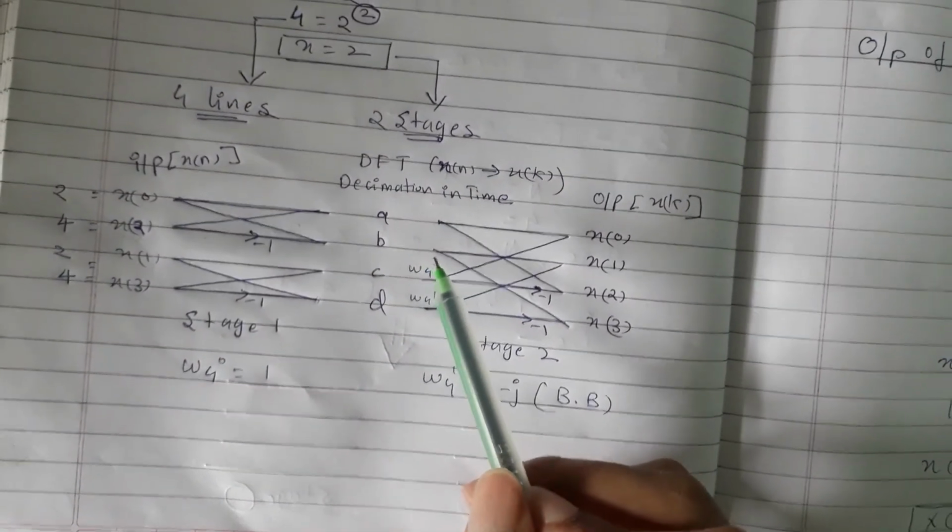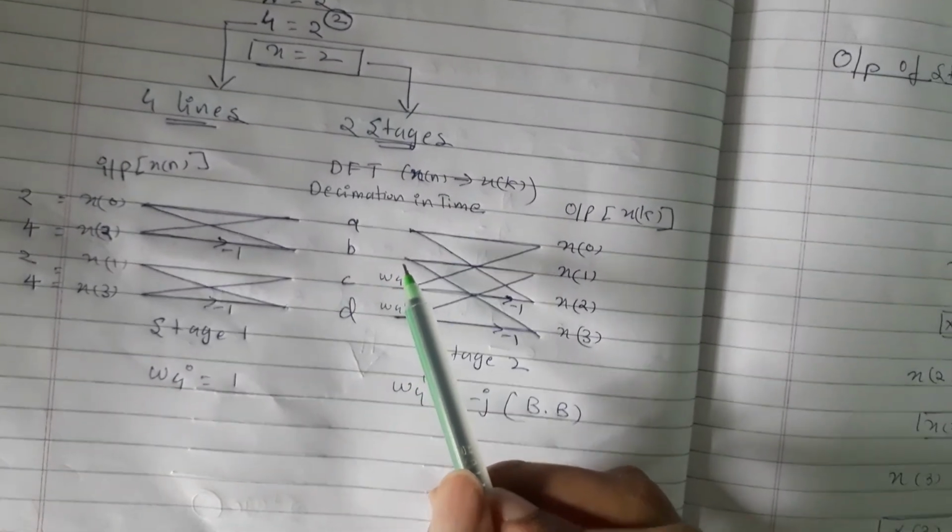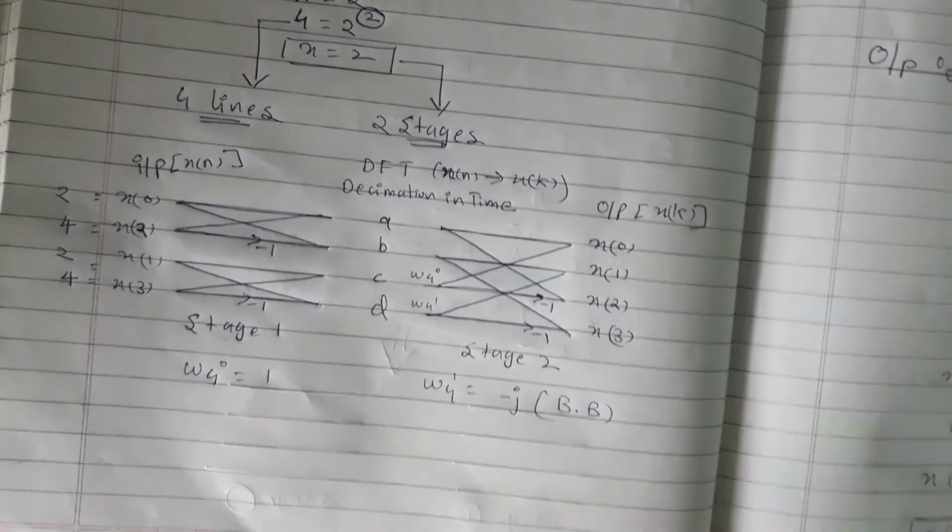So similarly, by using this butterfly diagram, you can find out 4-point DIT FFT problems. Thank you so much.